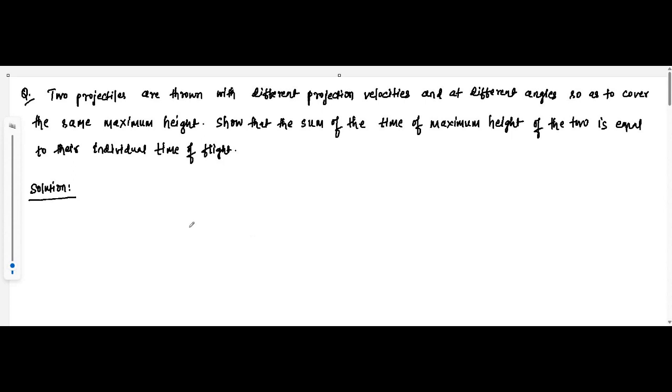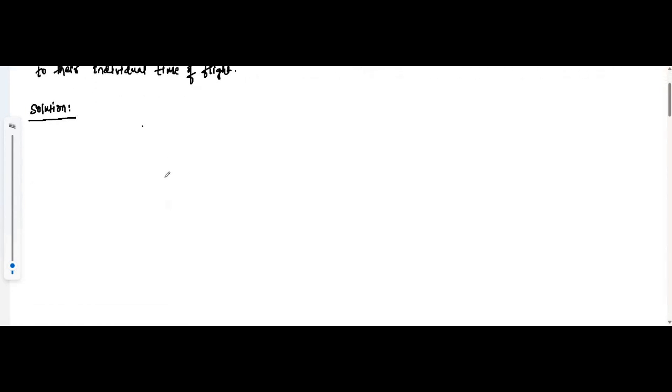So let us try to first understand the question. Let's say this is the first case, the first projectile. Let's say it was launched with initial velocity u1, projection angle theta 1, and it went to a height this much. h max 1.